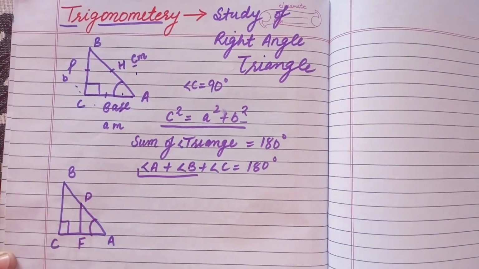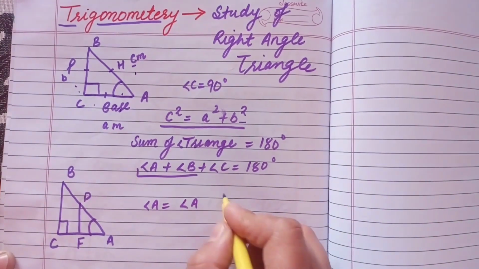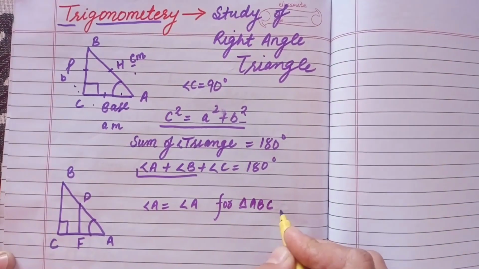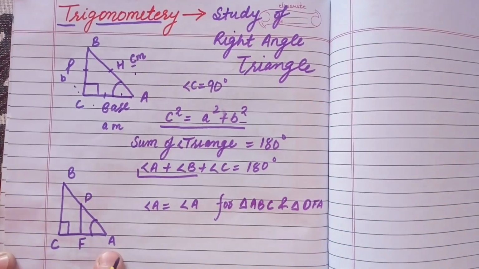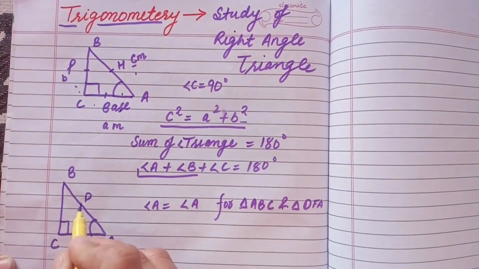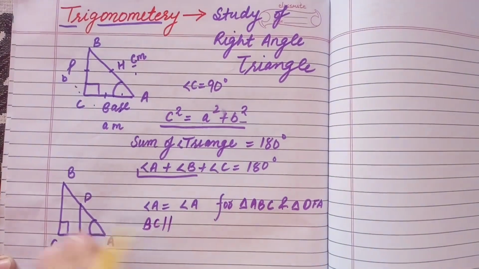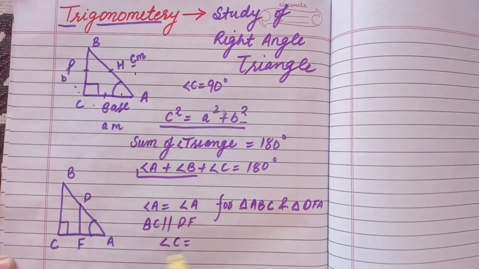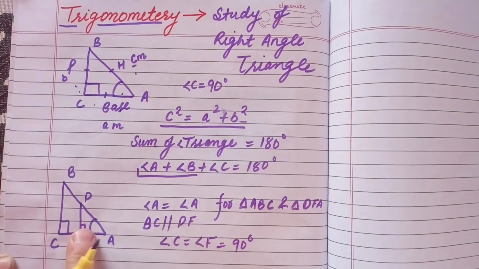These two are the triangles. Angle A is common for both the triangles. So we can write that angle A is equal to angle A for triangle ABC and triangle DFA, right? If BC is parallel to DF, then angle C is equal to angle F, which is equal to 90 degrees, right? Because it is parallel, both the angles are equal.